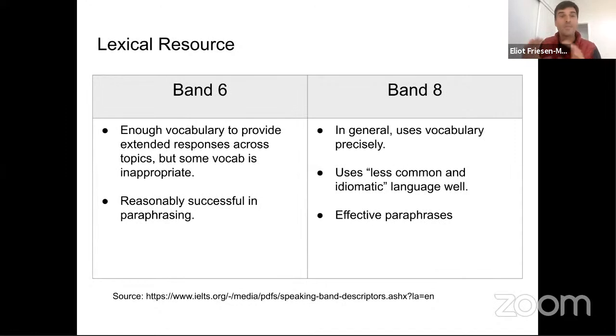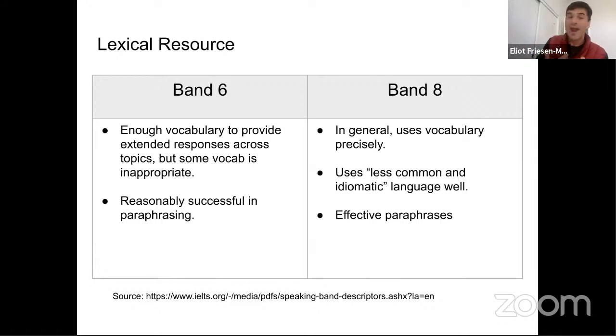Okay, so somebody at band score 6 level is pretty good at this, and they try it and they're successful, and maybe they make some mistakes, but they're successfully paraphrasing throughout their response. Okay, so that's band 6. Band 8, by contrast, uses vocabulary precisely. So they're using not only words that are understandable, they're using the right words, the words that make sense, that are clear and exact and precise for the meaning that they're trying to convey, all right?